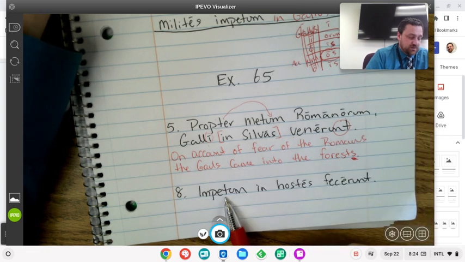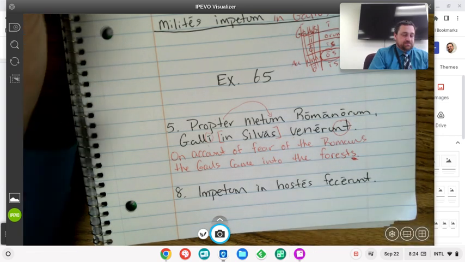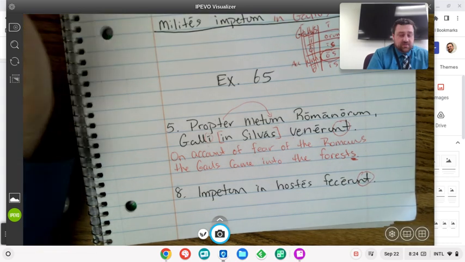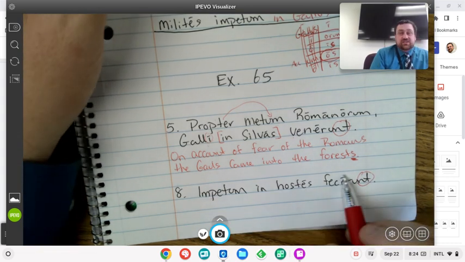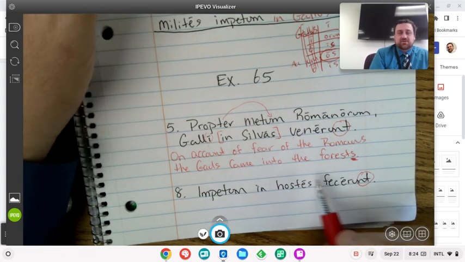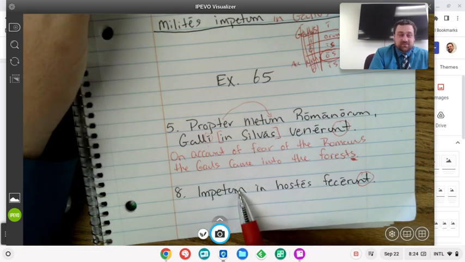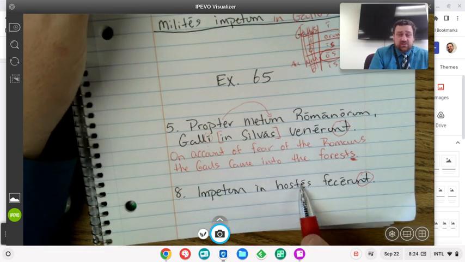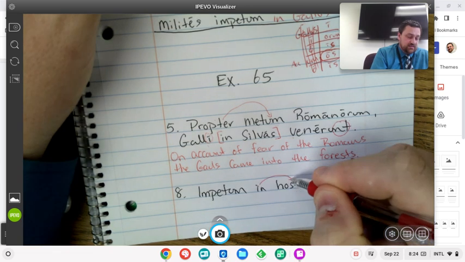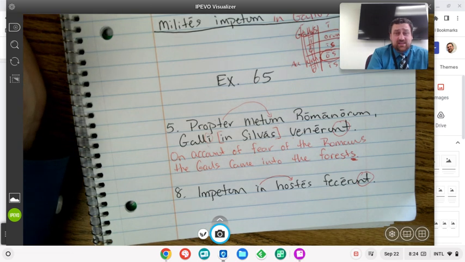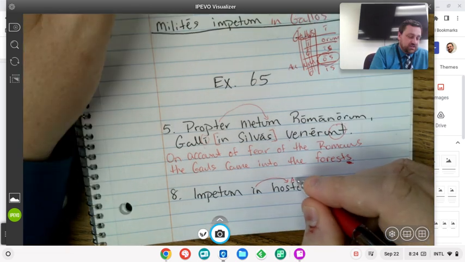And then the next one, impetum in hostes fecerunt. So our verb is, again, a plural verb. And so we're looking for a subject that's nominative and plural. That doesn't look plural. That looks plural. But I see an in with hostes. Is this probably another case of using in with the accusative? Probably. That might be an accusative, hostes.